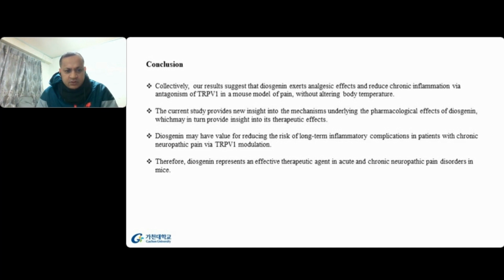And this current study provides new insight into the mechanism underlying the pharmacological effect of Diosgenin, which may in turn provide insight into the therapeutic effect. So Diosgenin may also have value in reducing the risk of long-term inflammatory complications in patients with chronic neuropathic pain by TRPV1 ion modulation. Therefore, Diosgenin represents an effective therapeutic agent in acute and chronic neuropathic pain disorder in mice.